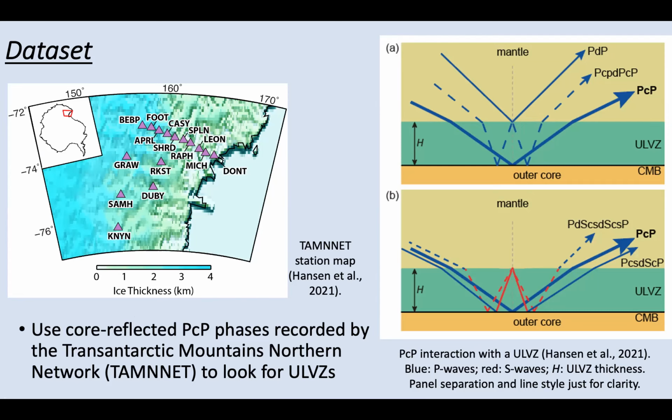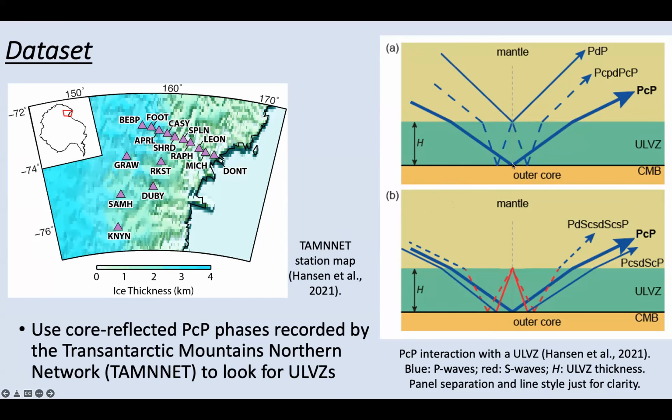The reason we're employing PcP phases is because when there is a ULVZ present above the core-mantle boundary, you get some interesting features that allow us to map out that structure. That's what's illustrated in the cartoons here on the right. In both of these panels, which are just separated for clarity, the heavy blue line that you see here is the main PcP phase.